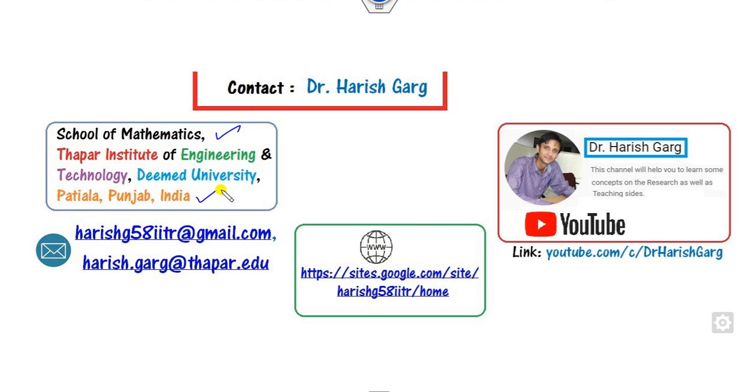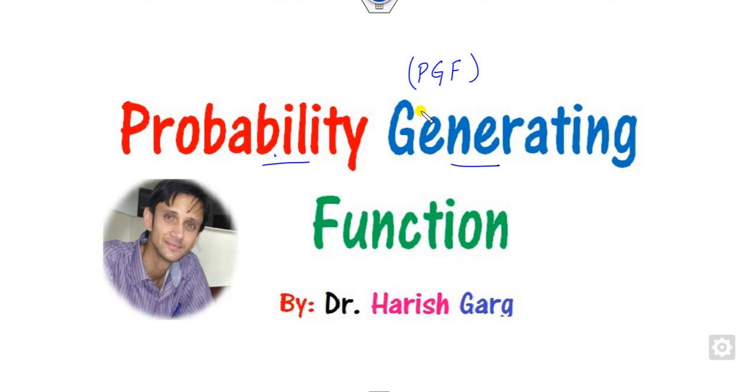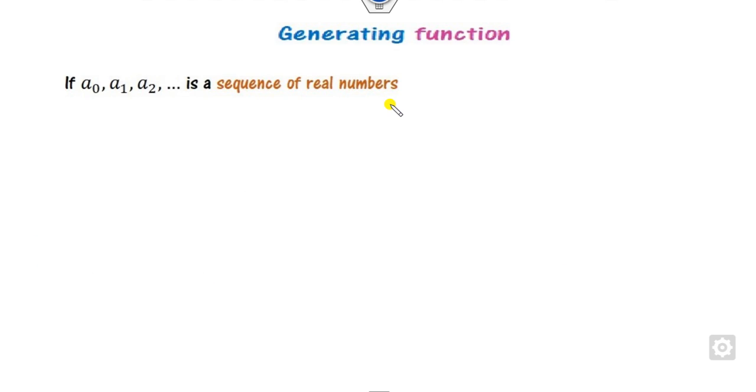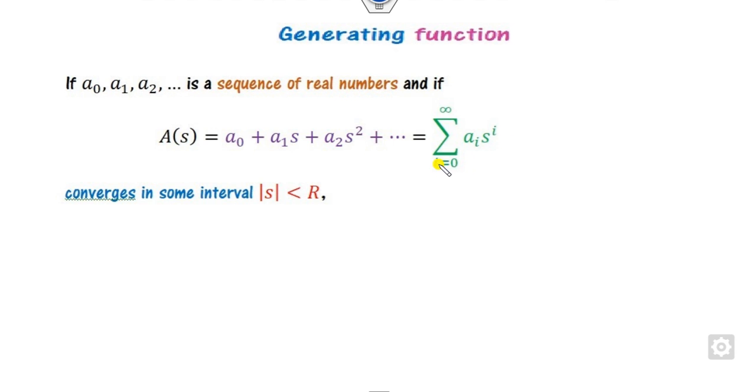Before we start with what the probability generating function is, we must understand what a generating function is. Let's say you have the sequence A0, A1, A2 and so on, of real numbers. If you write this in terms of an infinite series, i varies from 0 to infinity, this is my power series, so it must converge over the domain of this R. What is R? R is called the radius of convergence. We will try to find this value of R, depending on the problem.